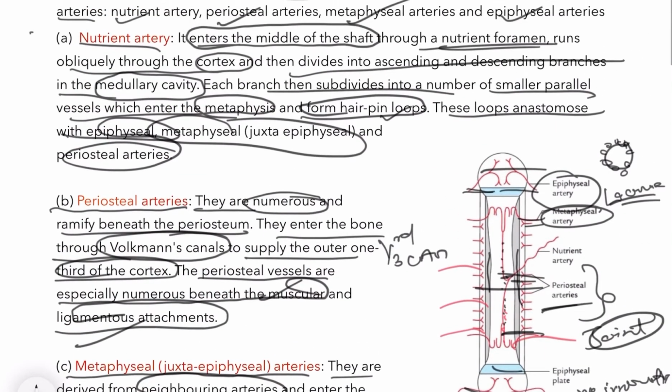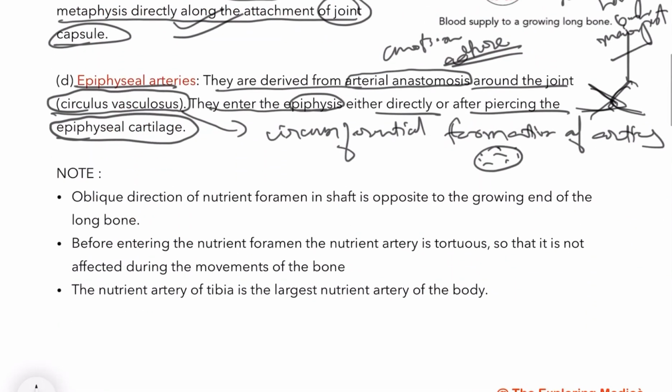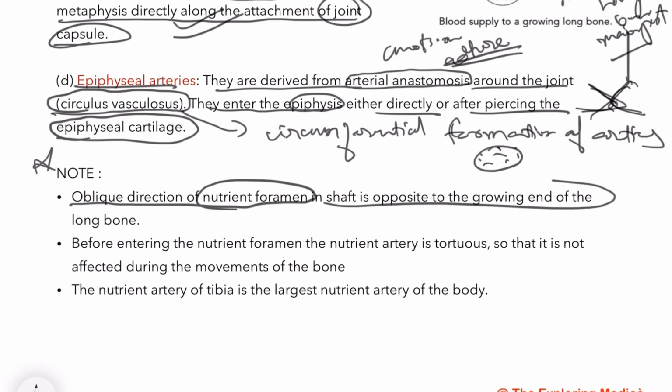So this was all about a long bone. Now, two or three points to note. The oblique direction of the nutrient foramen in the shaft is opposite to the growing end of the long bone. So the nutrient foramen in the shaft and the growing end of the long bone, both are opposite to each other.